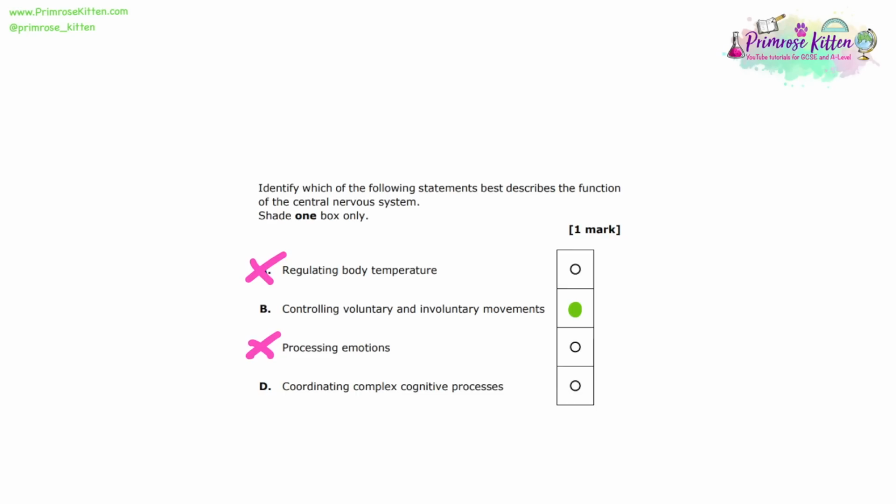And option D, coordinating complex cognitive processes. While the central nervous system is indeed involved in coordinating cognitive processes, such as learning, memory, and decision making, its primary function is not limited to these activities. Additionally, the coordination of cognitive processes is not exclusive to the central nervous system, as other parts of the nervous system also contribute towards these functions.